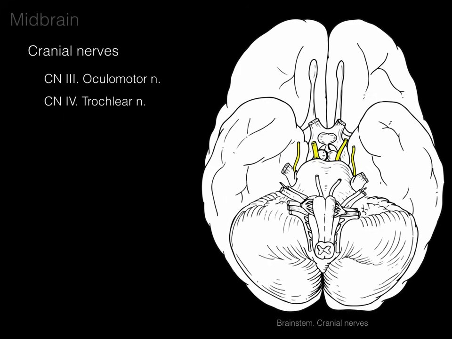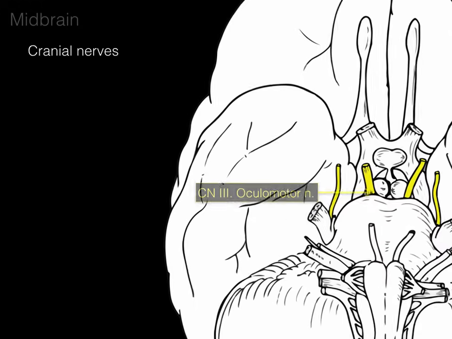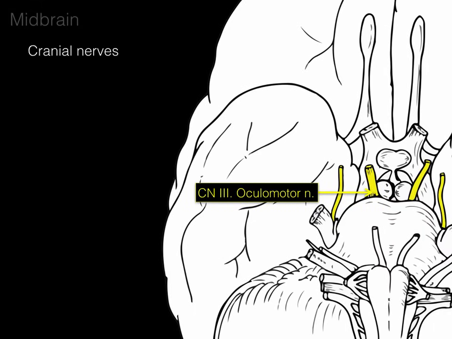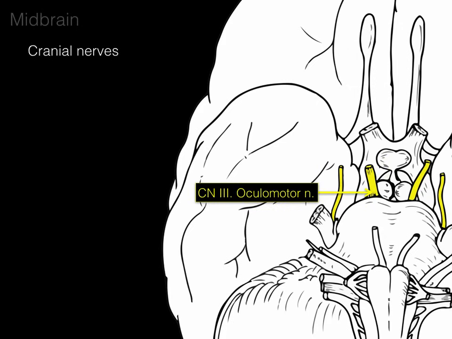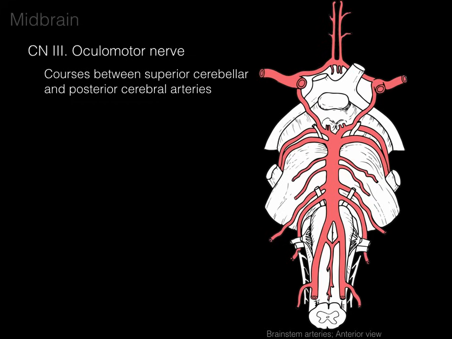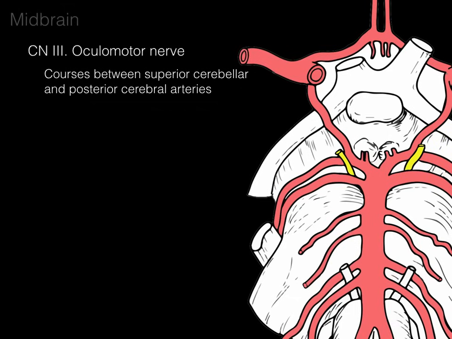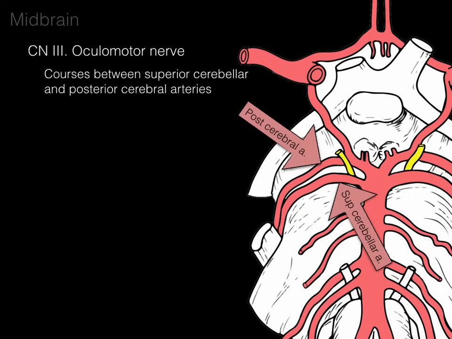All right, so the cranial nerves coming off the midbrain are oculomotor and trochlear, cranial nerves 3 and 4. And so there's our oculomotor nerve. It exits ventrally from the midbrain and courses out and innervates 4 of the 6 extraocular muscles, as well as the ciliary muscles and the pupillary constrictor muscle. Now, when the oculomotor nerve exits, it courses between 2 arteries, the superior cerebellar and posterior cerebral arteries. If we zoom in on this, there in yellow is cranial nerve 3, and there's the posterior cerebral, and there's the superior cerebellar artery, and it exits between the two.